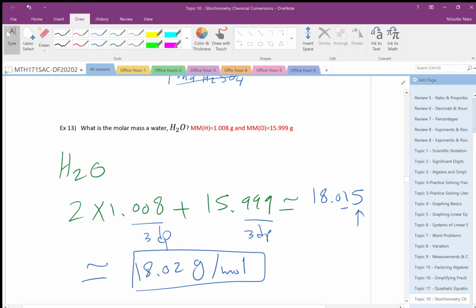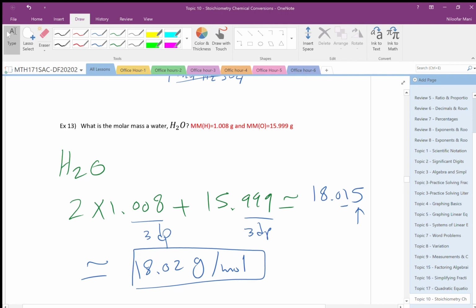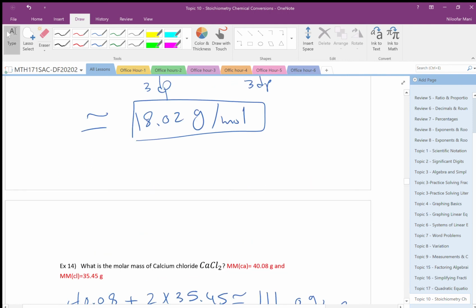Okay, so it depends. Maybe for one question, when you see the question, they show you 18.0 and they just use 3 significant digits. Maybe they use 4 significant digits, maybe they use more, because they are all approximate. So you have to just follow the question.